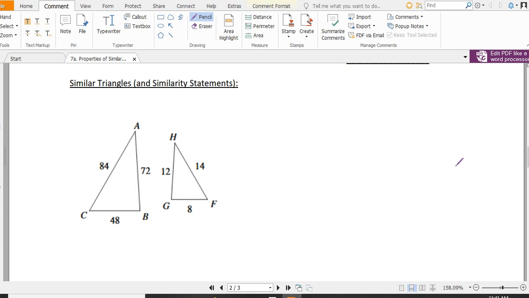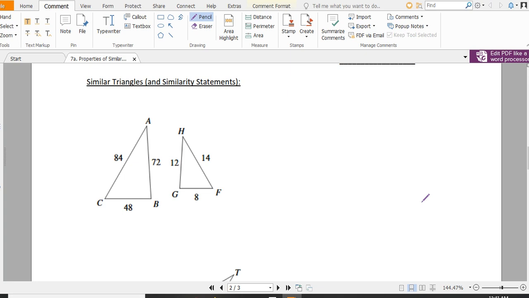Now, it would be easy if we were just studying triangles that were exactly the same. But instead, we're going to look at similar triangles. There will be three conditions for triangles to be similar. Let's take a look at this one. Let's compare sides for a second. If I look at side AC and HF, obviously the numbers aren't the same, but let's see if there's a pattern or similarity between the ratios.